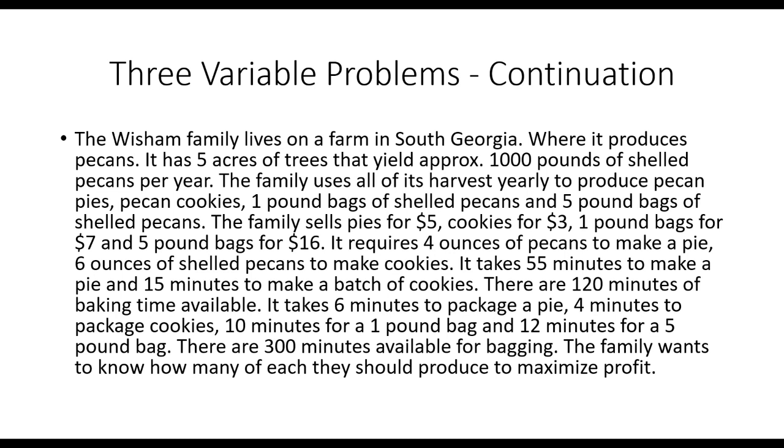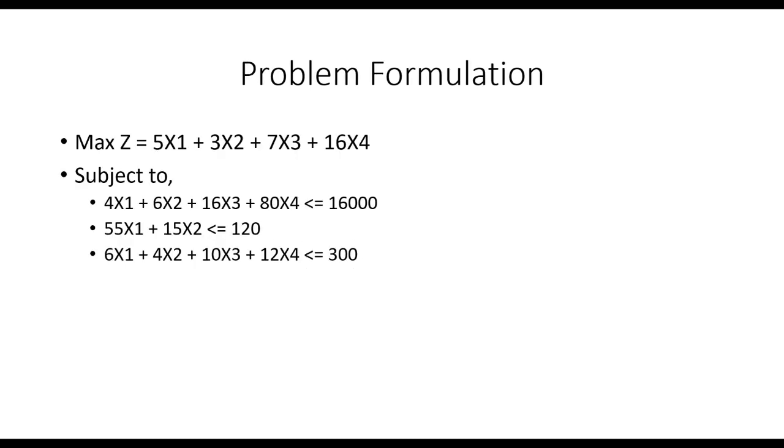Next, our ingredients. 4x1 pies plus 6x2 cookies plus 16x3, which is 1-pound bags, plus 80x4 5-pound bags is less than or equal to 16,000. There are 120 minutes of baking time available, so 55x1 plus 15x2 is less than or equal to 120. x3 and x4 don't get baked. We have 6x1 for packaging plus 4x2 plus 10x3 plus 12x4 is less than or equal to 300. Everything collected together will look like this. So we have 4 decision variables and 3 constraints governing our operation.